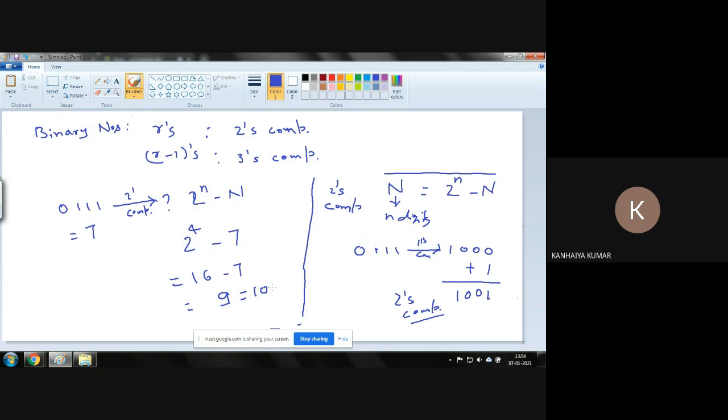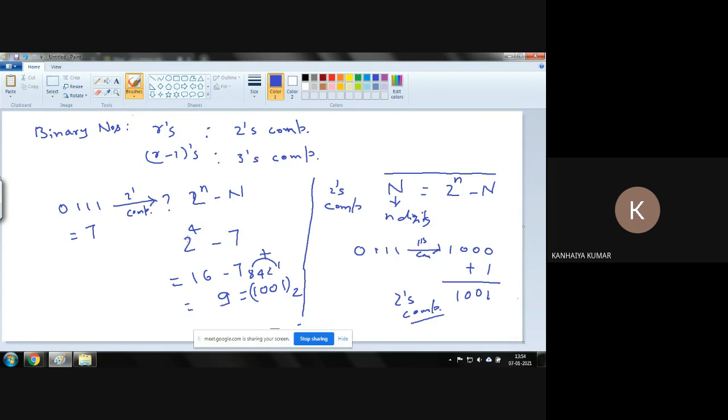How can you write 9 using 4 bits? 1 0 0 0 will give you 8, but if you write 1 0 0 1, it is the 4-bit equivalent of 9. How did you do it? 1 2 4 8, so 8 plus 1 is equal to 9.